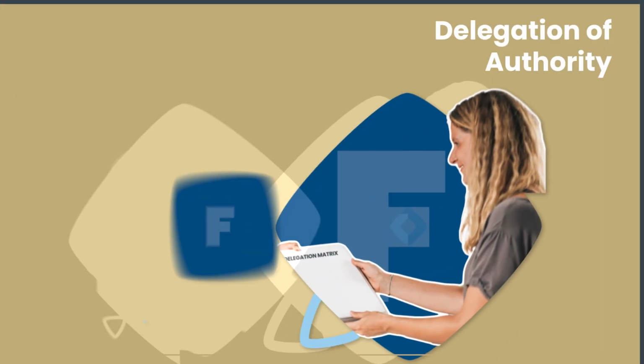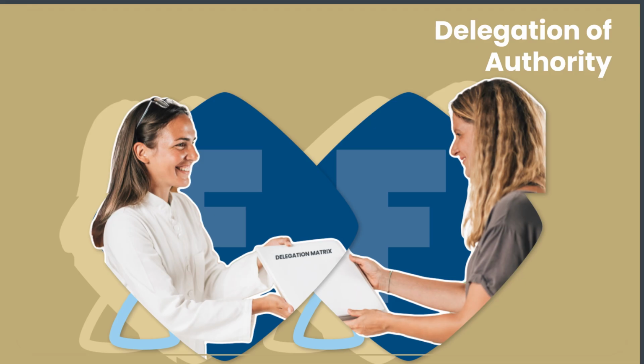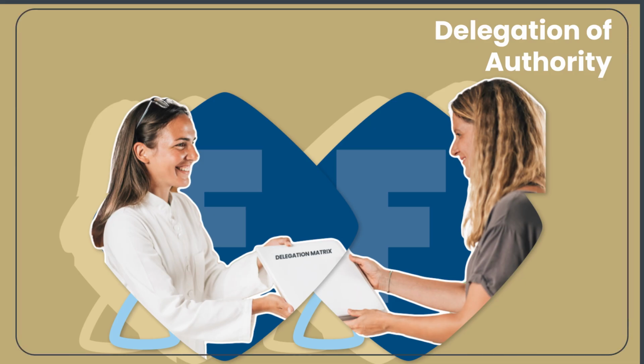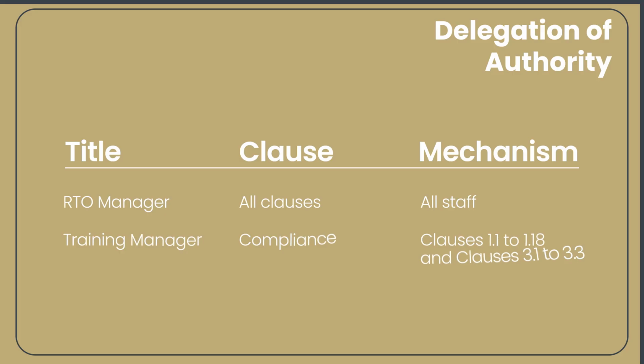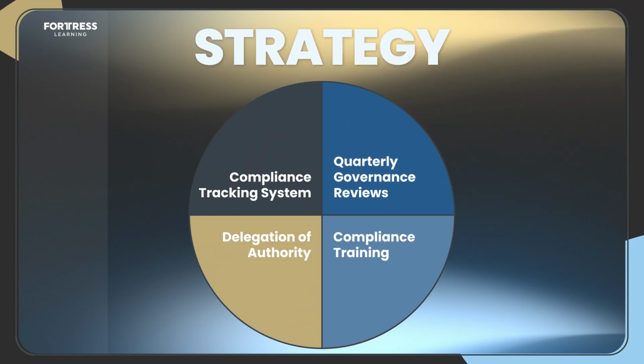Another thing that you can do is document what we call a delegation of authority matrix. This outlines exactly who is responsible for monitoring and recording compliance against each outcome standard. It should list the role titles, not the individual's name, the clauses that they're responsible for, and monitoring and review mechanisms that they're accountable for. For example, if an RTO manager is responsible for monitoring all staff against all clauses, the training manager might be responsible for monitoring compliance against clauses 1.1 to 1.8, for example, that relate to training and assessment. These systems help you move from reactive compliance to strategic assurance.